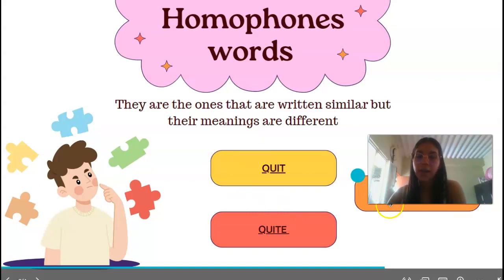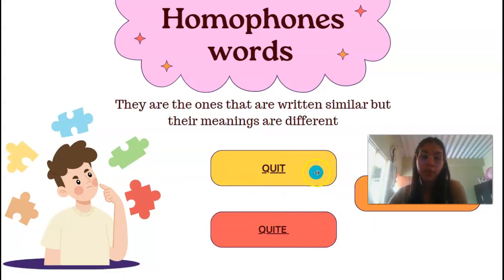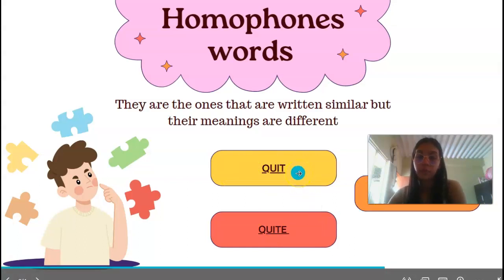So, these words have different meanings, but they sound similar. We could be confused with these words because they are very similar.